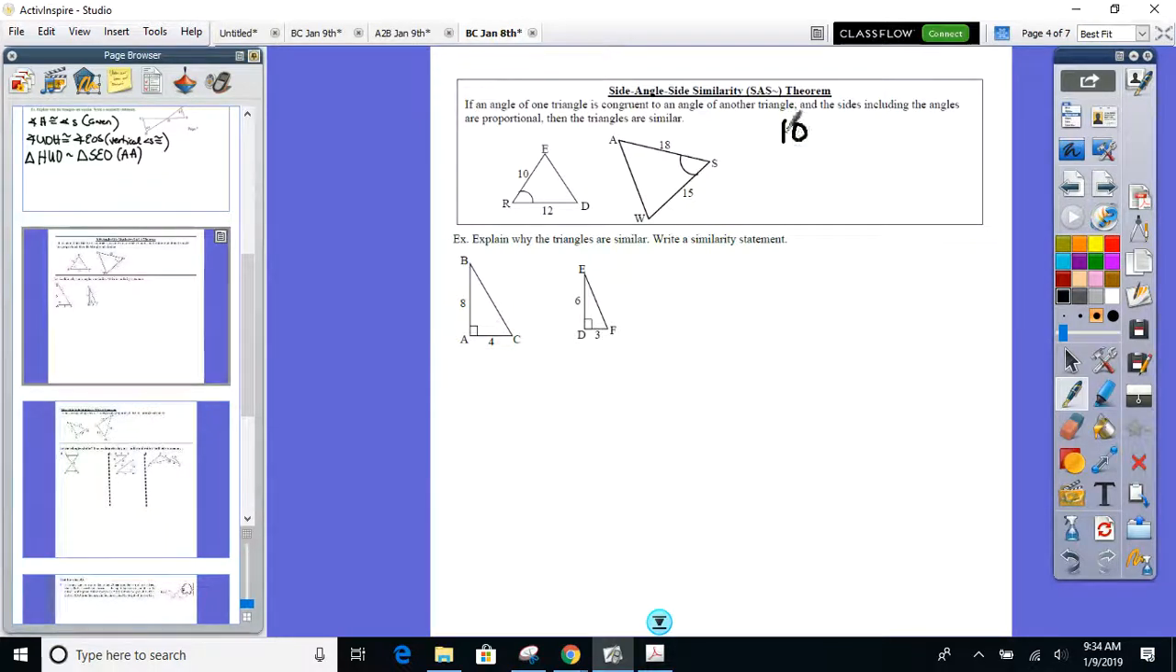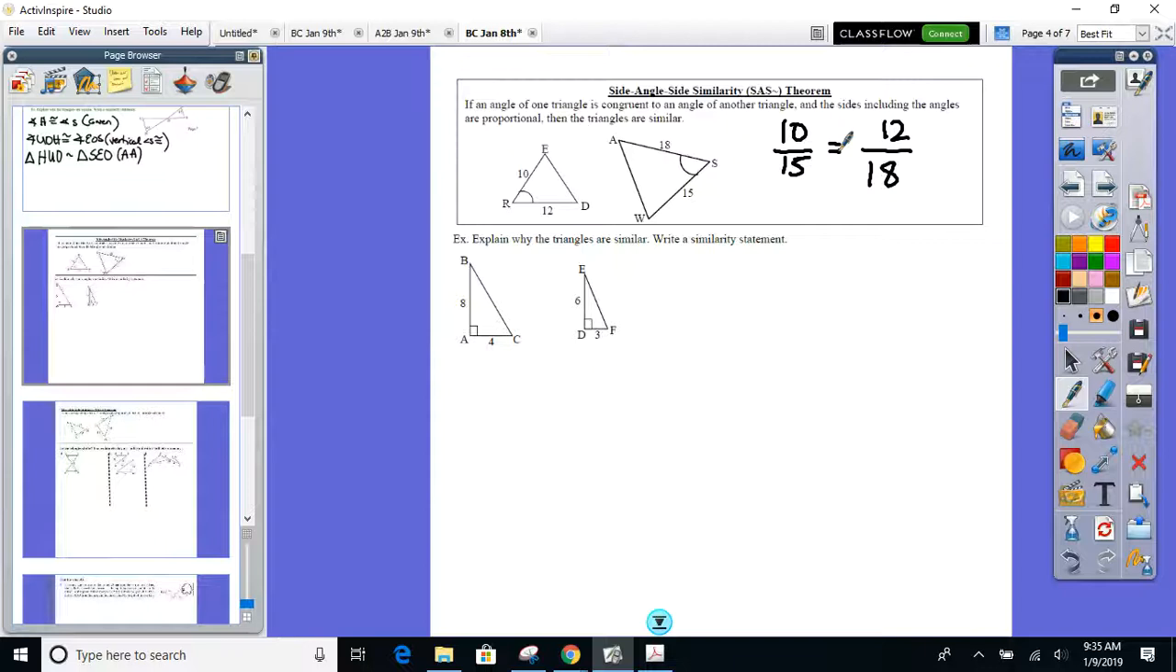What would the 10 match up with in this triangle over here? The 10 would match up with the 15. And the 12 would match up with 18. Now, I need your help. How can you tell those are in the same ratio? How do I tell that 10/15ths is equal to 12/18ths? How do I check if they're the same?